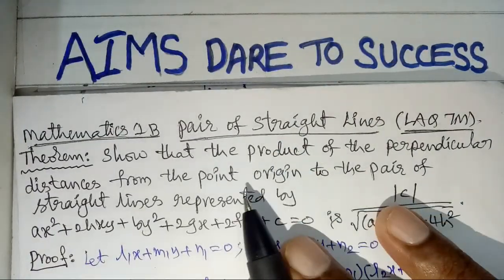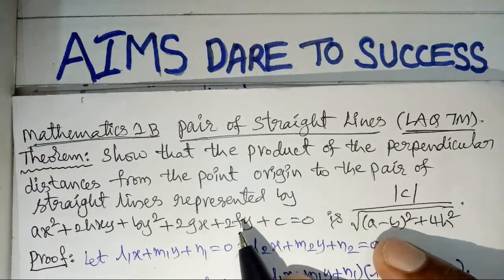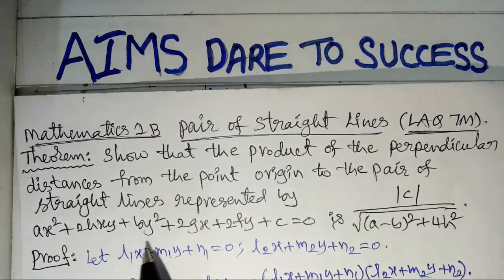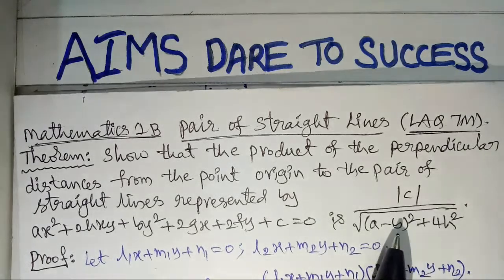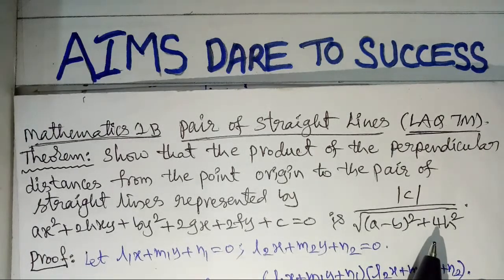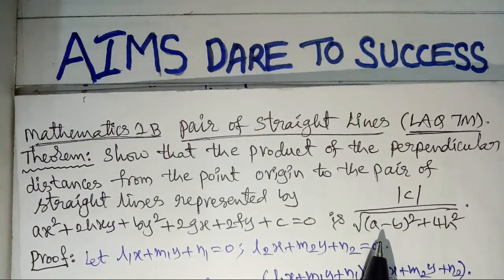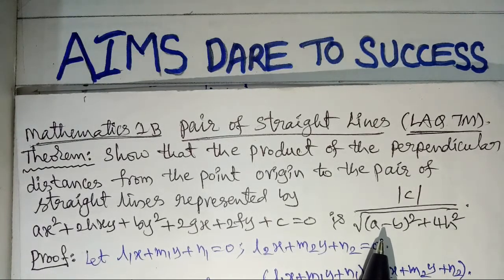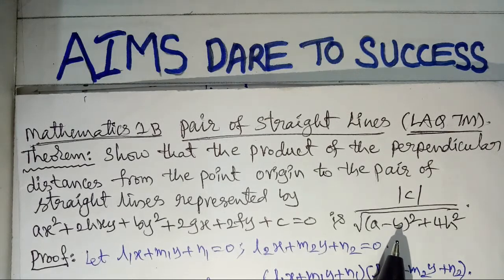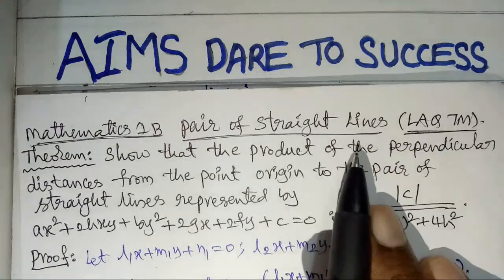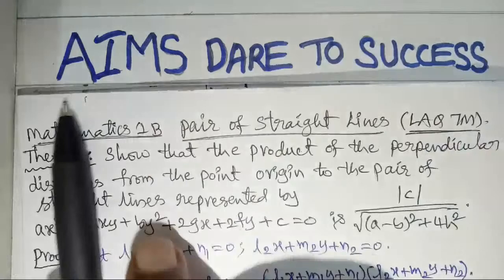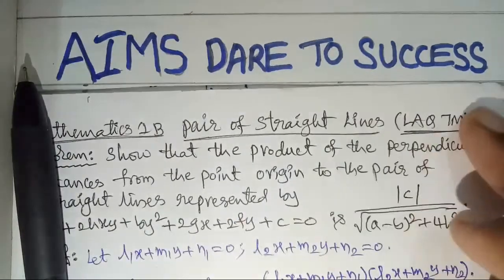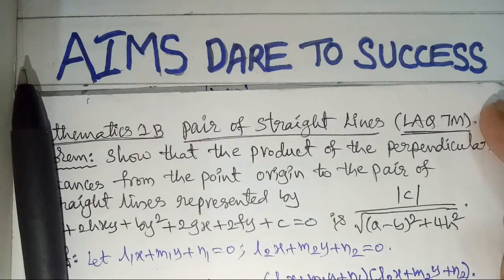The product of the perpendicular distances from the origin to the pair of straight lines represented by ax² plus 2hxy plus by² plus 2gx plus 2fy plus c is equal to 0 is mod c by root over a minus b whole square plus 4h square. From the denominator, root a minus b whole square plus 4h square is related to this value. Three theorems are there from our textbook, Telugu Academy textbook. So please follow my method. You will understand. 100% sure success will come to you.